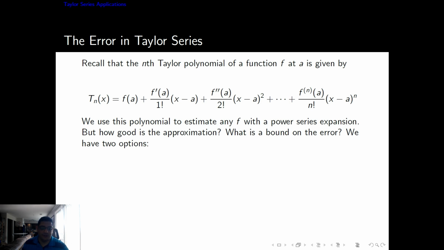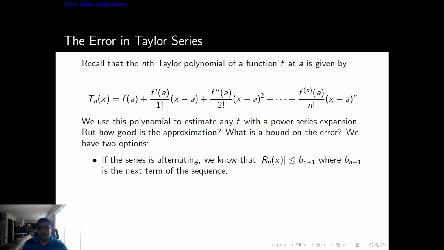But how good is this approximation going to be? What bound is the error going to have? We have a couple of options to actually check on this. The first one is, of course, if the series is alternating, which is a case that can happen a lot. Then we can use the alternating series error, where we know that the error of the polynomial approximation is going to be less than the n plus 1 term, or the next term in the sequence according to the approximation that we're using.